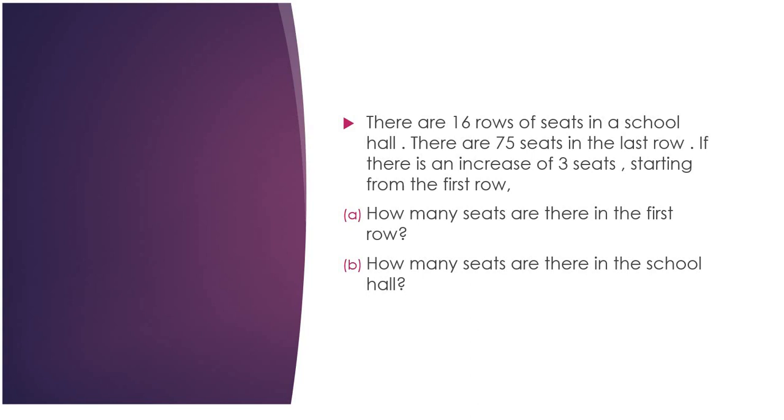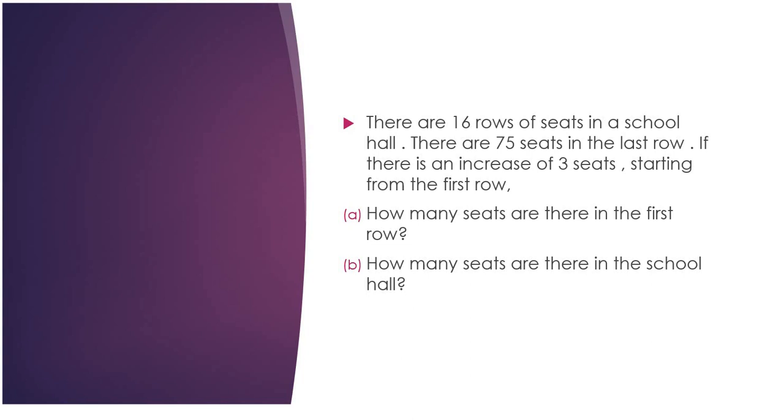So let's read the question again to fully understand it. There are 16 rows of seats in the school hall. There are 75 seats in the last row. If there is an increase of 3 seats starting from the first row, how many seats are there in the first row? So the question for A is, how many seats are there in the first row?